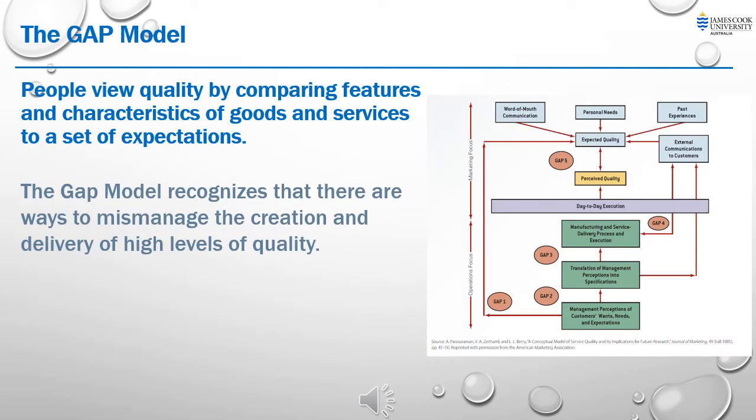People view quality by comparing features and characteristics of goods and services to a set of expectations. So the gap model recognizes that there are ways to mismanage the creation and delivery of high levels of quality. You can see from this picture where we can identify those gaps.